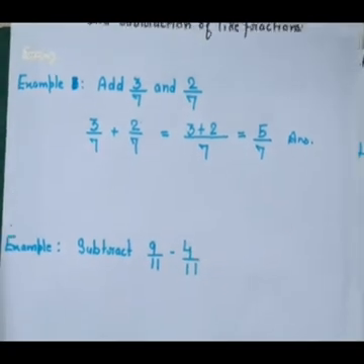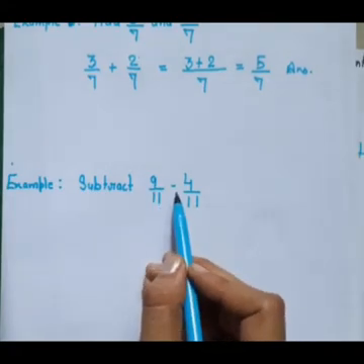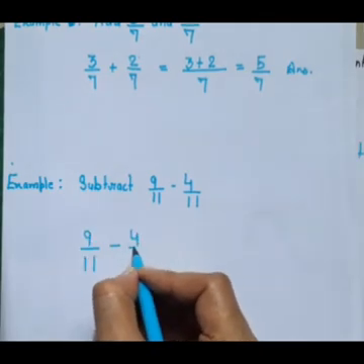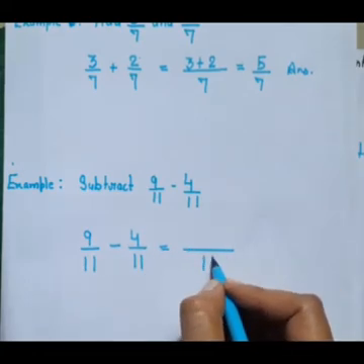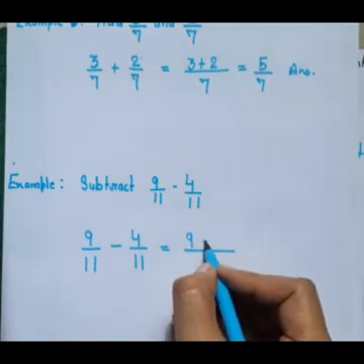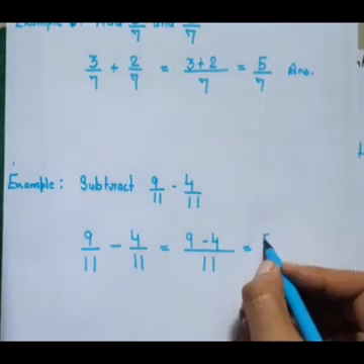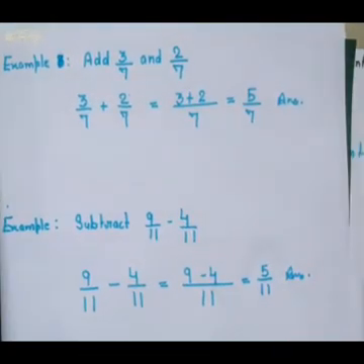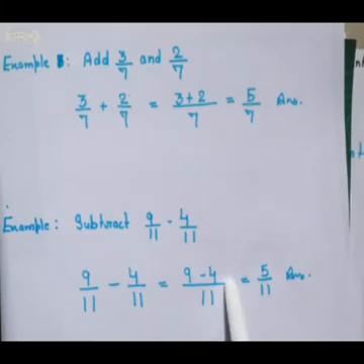Now same with the subtraction. When you have to subtract two like fractions, I have written 9 by 11 minus 4 by 11. Same as you have done in addition. 9 by 11 minus 4 by 11. I told you when the denominators are same, you just copy the denominator as it is, and here you will write 9 minus 4. 9 minus 4 will be 5. So you will write 5 by 11, and this will be your answer. Clear? So when you have to add or subtract your like fractions, you only have to add the numerators or subtract the numerators only. Okay?